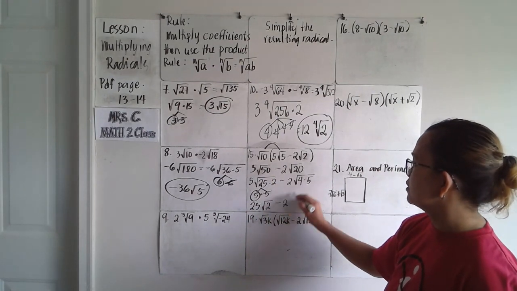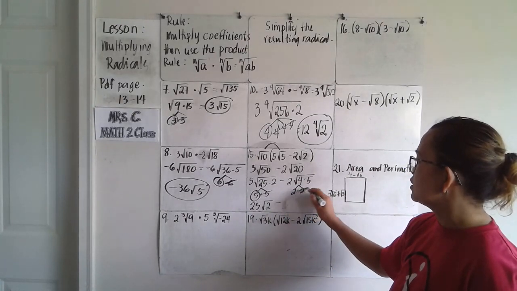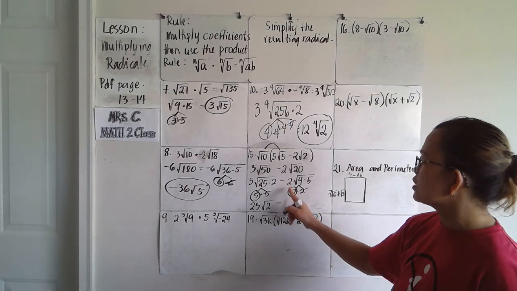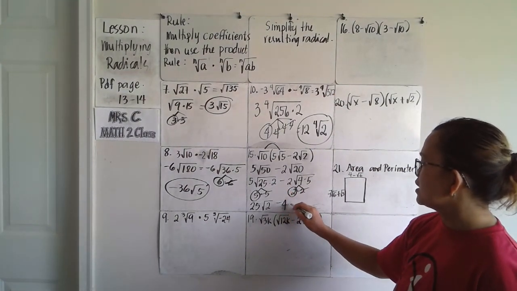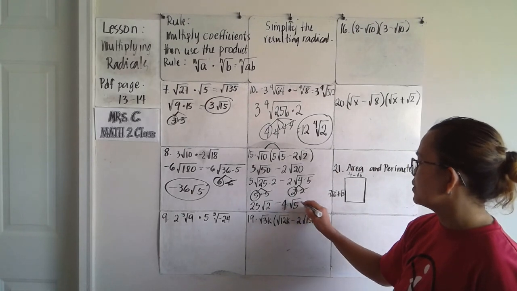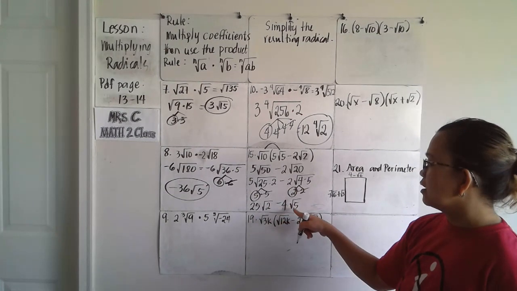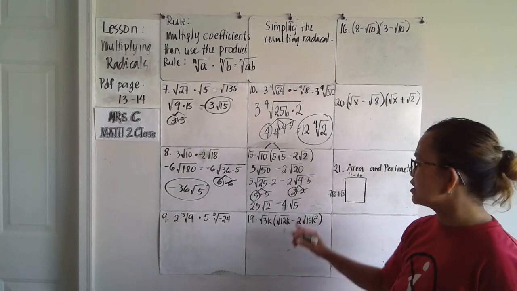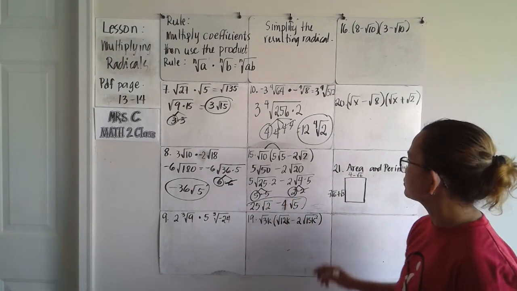Minus 2. And then, nope, not 2. 4 and 4 will be 2 and 2. So that will be take 1. 2 times negative 2 is negative 4. And then the leftover 5. Now, we can't subtract these two because they are like index, but they are unlike radicand. So let's leave it like that.